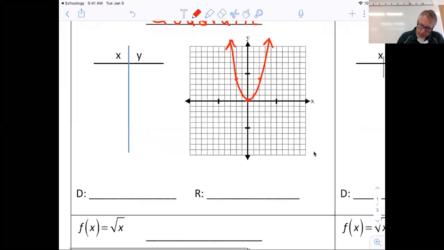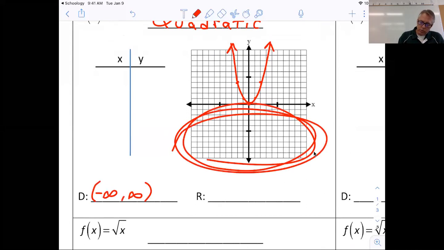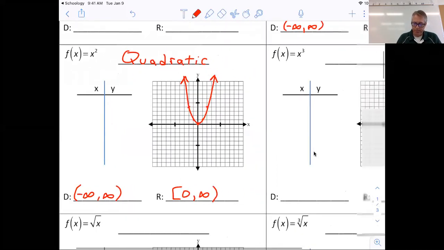So it has a domain of all real numbers, domain from -infinity to infinity, but the range is not all real numbers. Okay, because the graph doesn't exist down here. So the range is everything from bracket 0 to infinity, parentheses. Because if you squish that onto the y-axis, everything from 0 up would be covered up.